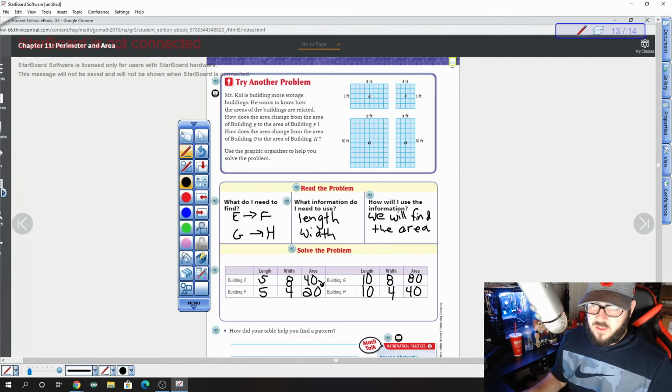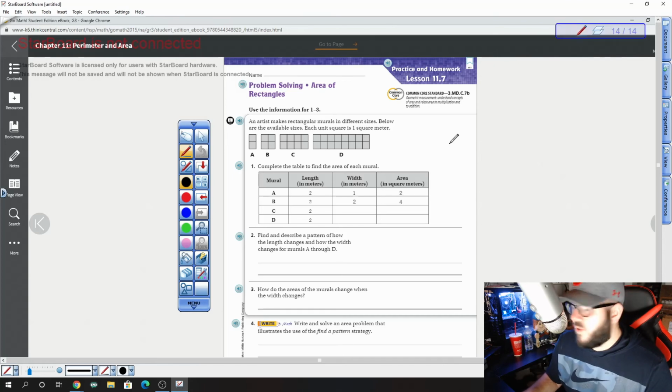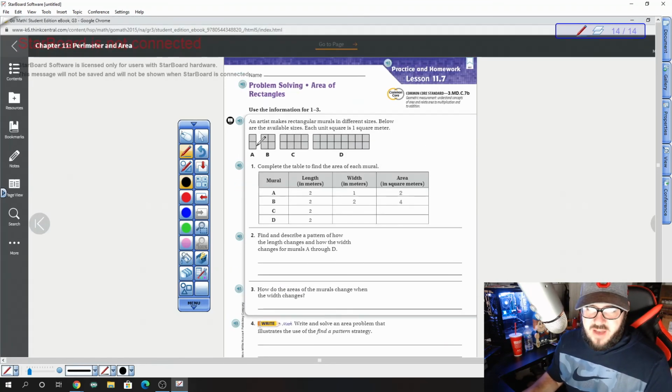So what I want you to do for your classwork today is you are going to do numbers 1 through 3 on the homework page, which is on page 667. So you have A, B, C, and D. They've already filled in A and B for you. They want you to fill in C and D. So they already have the length. Every shape's length is 2. But you're going to need the width for C and D and then the area of both. Then you're going to tell me what the pattern is.